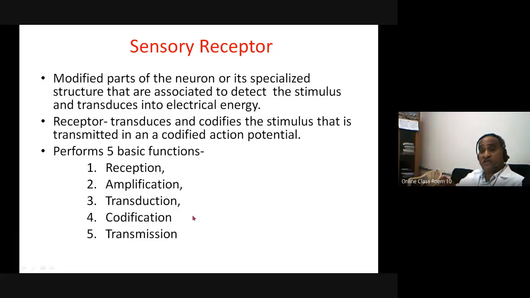So that is codification. And this is transmitted at 3 different levels: the first order neuron, second order neuron, third order neuron. And at each level, there is some amount of change, some amount of modification or processing happening.